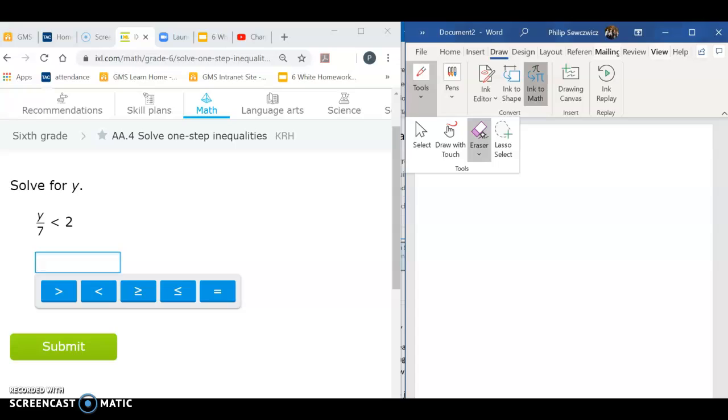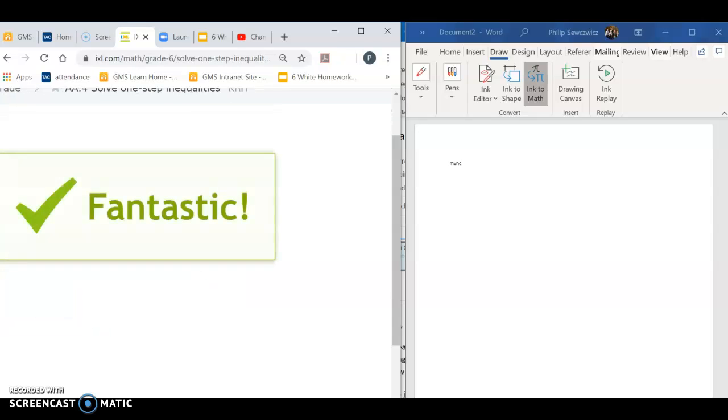Sure, you can color. Well, right, and we need to type in the answer for all the kids at home just to make sure that we've got it here. All right. So we've got y is less than 14. All right. Submit away. Fantastic.